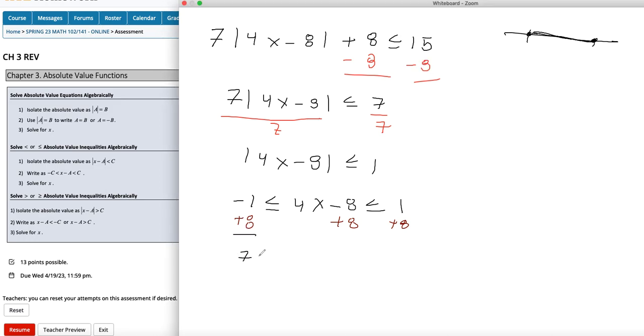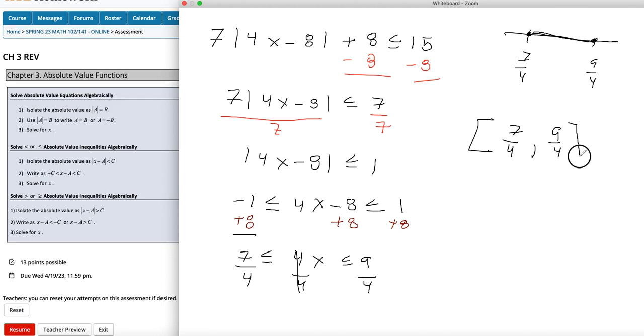So right here we're going to get positive 7 is less than or equal to 4x is less than or equal to 9. And then we would divide out that 4. And then x would be between 7/4 and 9/4. So if we were graphing it, this would be the 7/4 and 9/4. And any values between there will keep this whole expression less than or equal to 15. And those are the only values that will do it. In interval notation, this would look like open parenthesis 7/4, comma, 9/4, close parenthesis.